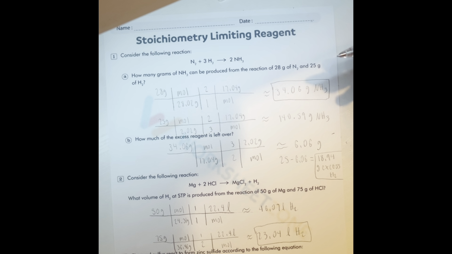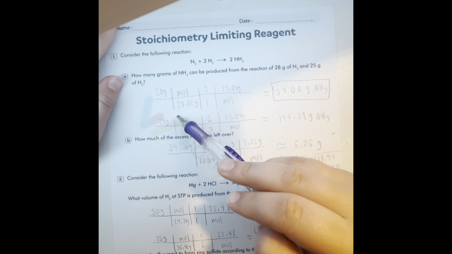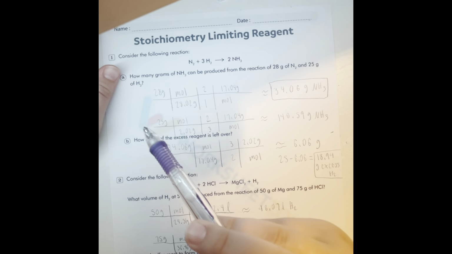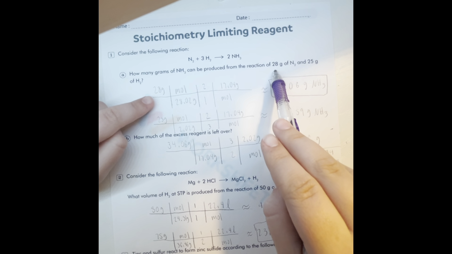So let's go through it. Our first problem gives us the balanced equation. How many grams of NH3 can be produced from the reaction of 28 grams of N2 and 25 grams of H2? First, you have to find the limiting reactant, which is nitrogen. But anyways, you'll set up your equation. You start with, well, I did my nitrogen equation first.